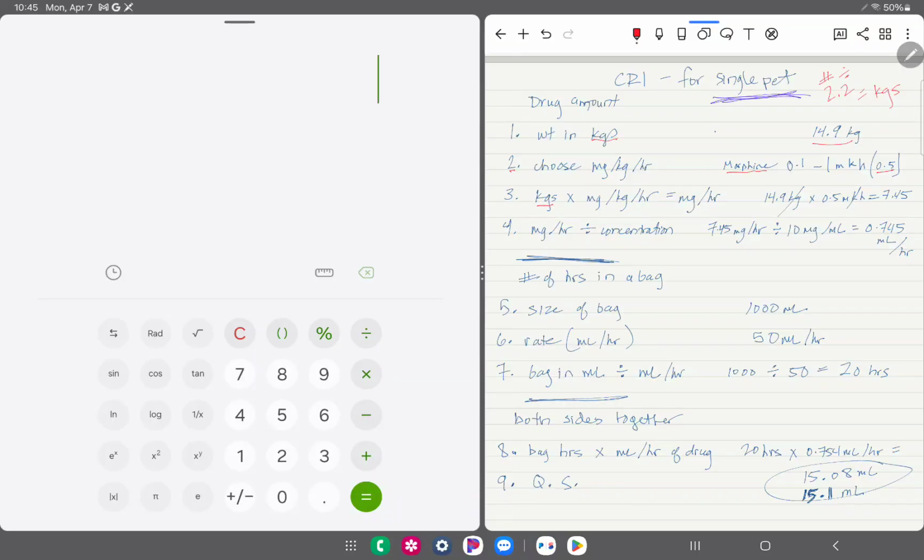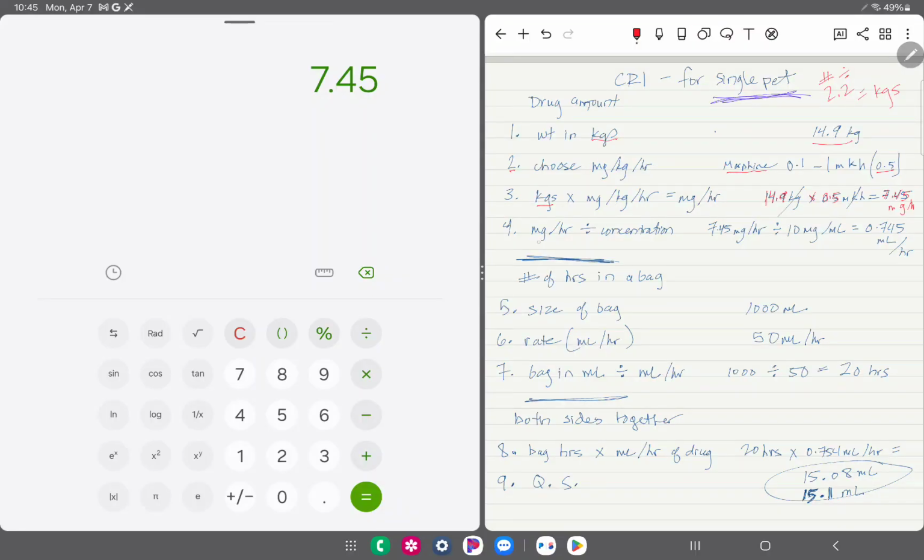I'm going to take my kgs times the mg per kg per hour that I chose, and that will get me mg per hour. So if I take this 14.9 kgs times 0.5 mg per kg per hour, and let's go ahead and do that, 14.9 times 0.5, and that equals 7.45, excuse me, mgs per hour. So now this is mg per hour. Oh, I'm running out of space. That's all right. Mg per hour.